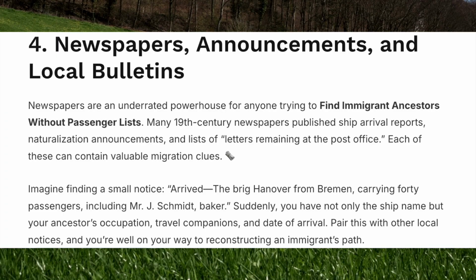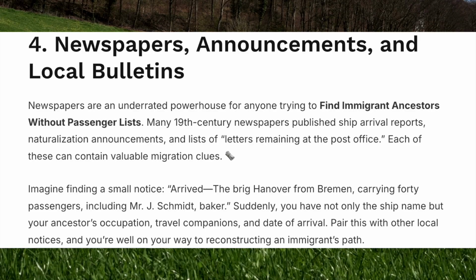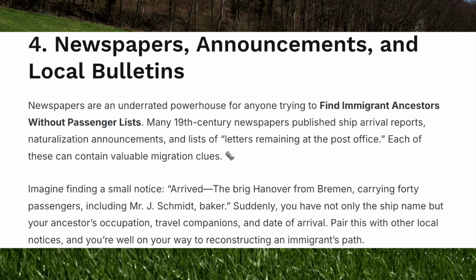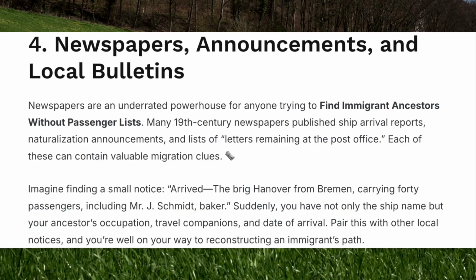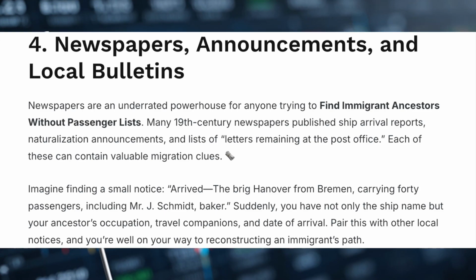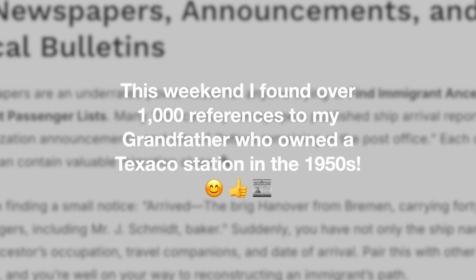And many newspapers publish ship arrival reports, naturalization announcements, and lists of letters remaining at the post office. You could find things like that. So you can search these things if you have a subscription to Ancestry. If you get the full subscription, you can get access to newspapers.com, which I have, and I think is one of the best research tools I've ever come across, literally. I've really been doing a deep dive into newspapers, looking at different ancestors, and it's so good, it's a whole other wing of research.